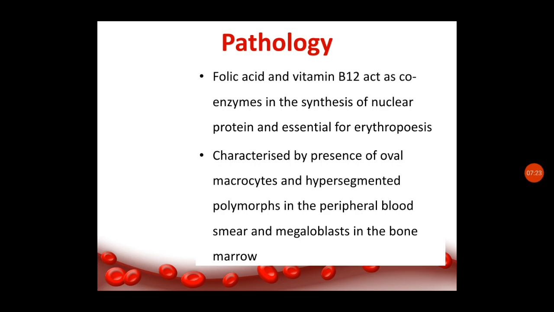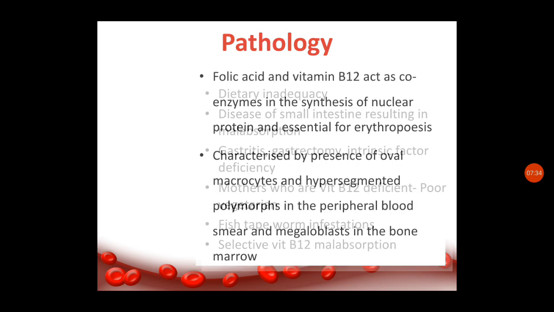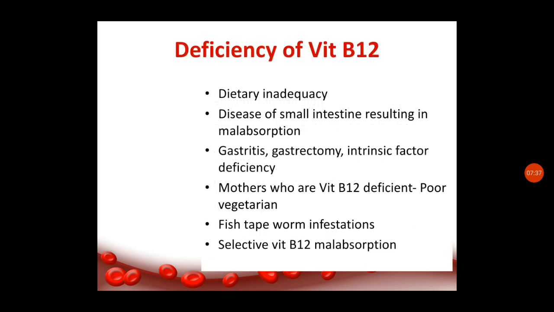Hypersegmented polymorphs in the peripheral blood smear and megaloblasts in the bone marrow. So there is a change in the size and a change in the shape of the RBC. It becomes oval in shape instead of round.